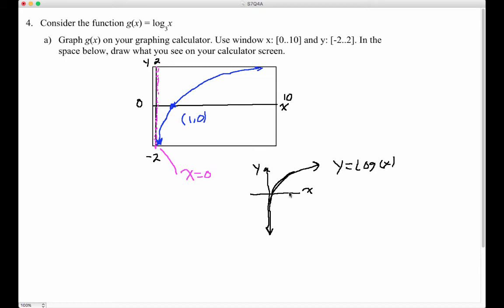So based upon what I'm seeing on the graph here, we can see that the range is going from negative infinity to positive infinity, while our domain is going to start at 0 but not included, and then head out to positive infinity. More about those ideas in the next part. Make sure that you understand that the graph does not touch the y-axis but keeps on getting closer and closer to it.